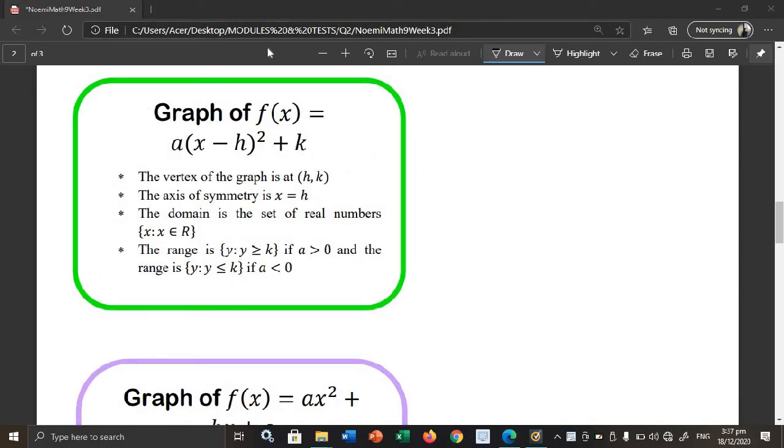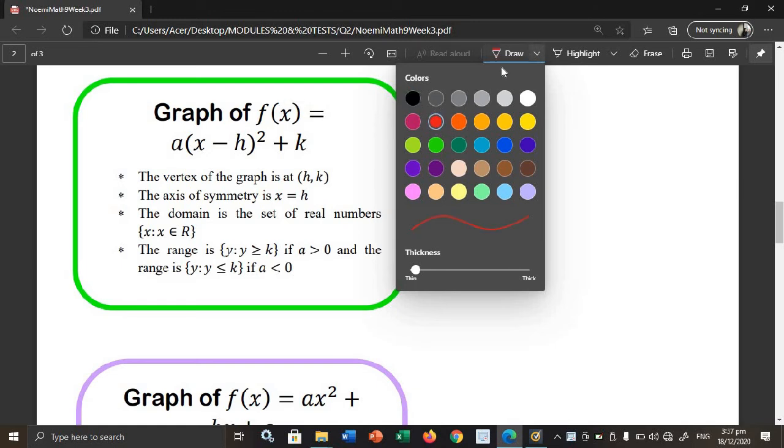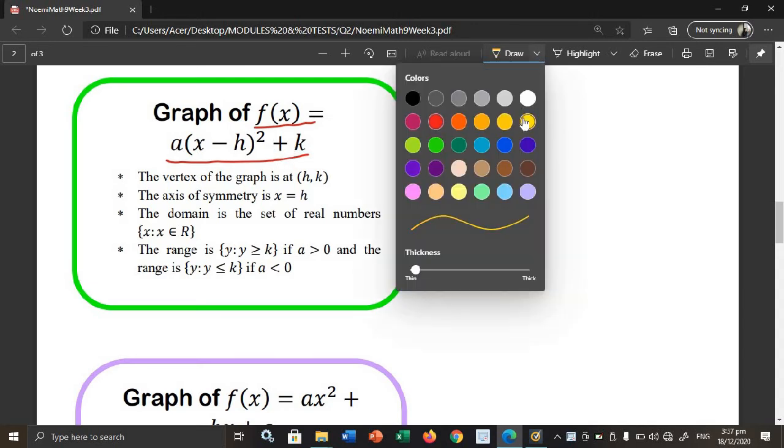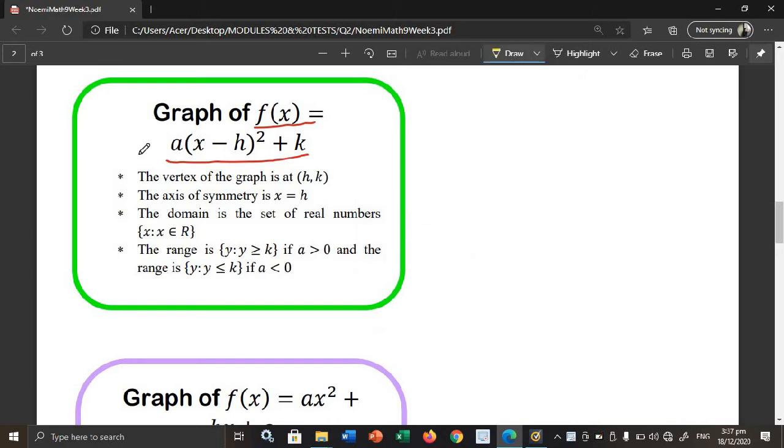Next is the vertex form of quadratic functions, which is this one. So what are the characteristics of its graph? The first one, its vertex is at h and k. As you can see here in the vertex form, you see the variables h and k. So that's all you need to get. But we have conditions, right, that I already discussed in your last topic.